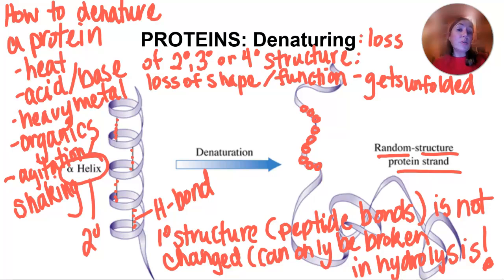Okay, so we denature proteins, we sort of unfold their shape with heat or acid or base or a heavy metal or an organic solution, or by agitating or shaking it. And then it really loses its secondary or tertiary or quaternary structure. Classic example is that alpha helix, which is that secondary structure from hydrogen bonding, gets all unfolded or unraveled, and the protein gets really denatured because of that. And so it has a real random shape where the ribbon, if you want to think of it that way, is just kind of floating around everywhere instead of in this nice, neat, curly Q.